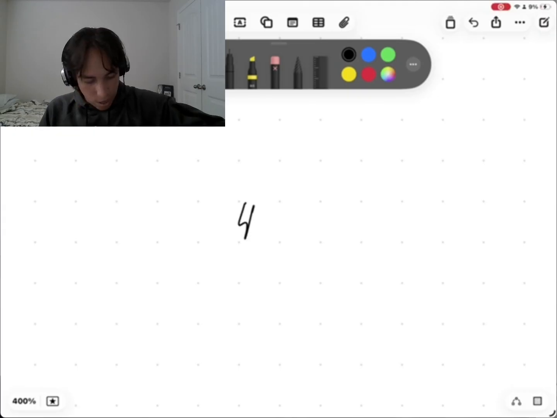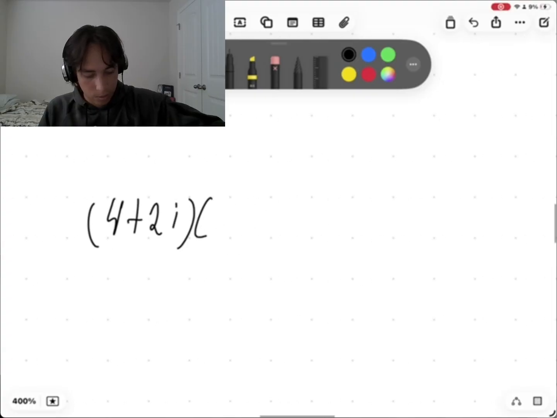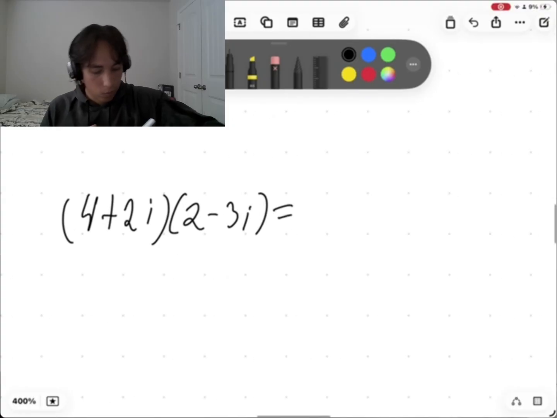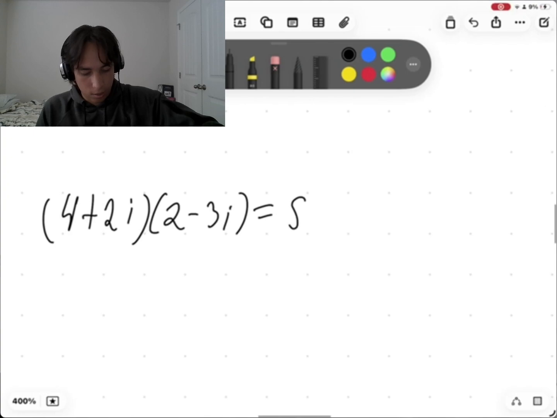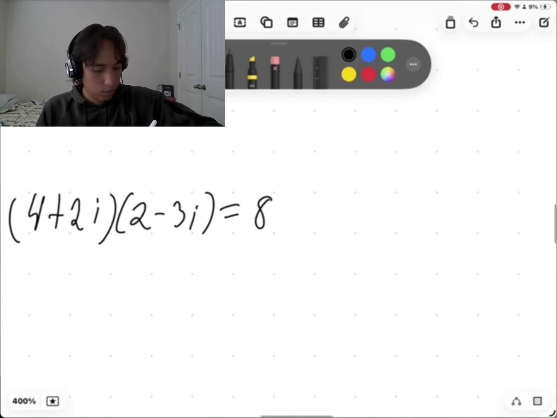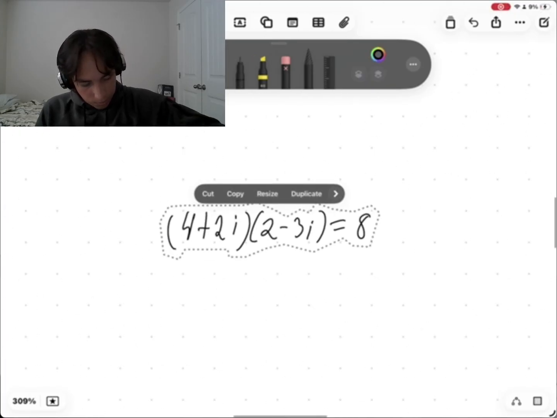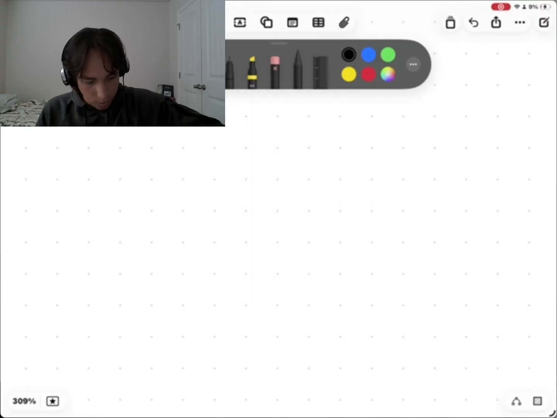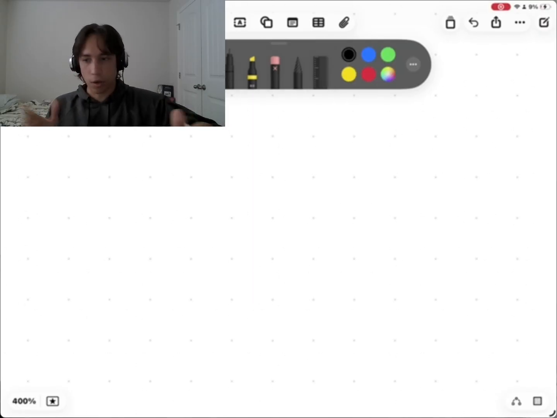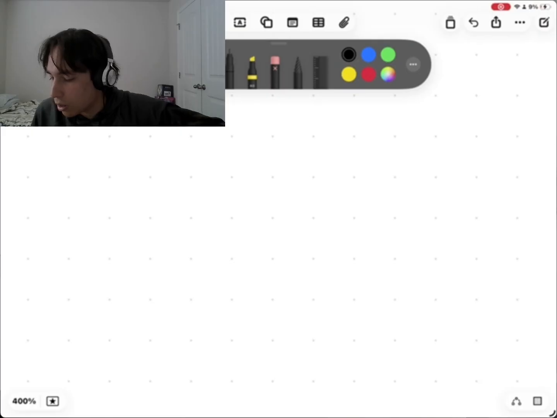We have 4 plus 2i times 2 minus 3i. We do FOIL. We get 8. Wait, did I do this? Okay, I'm going to skip this one. If I didn't do it, you got the gist of it. Let's move on. Now we're going to show the associative law of multiplication.